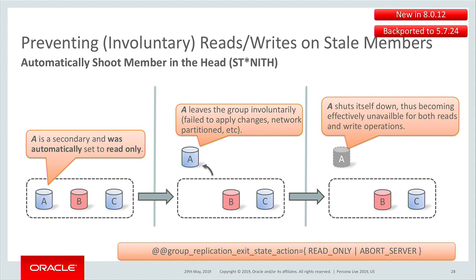But some people said, well, that's good, but not enough, because what I would really like is for A to get out of the picture altogether. I don't even want to allow stale reads if A gets dropped out of the group. So we took this one step further: if A drops out of the group, it basically shoots itself in the head and disappears from the system. So the hypothetical application that may have partitioned together with the server will just not have a server anymore to connect to. And this was also backported into 5.7.